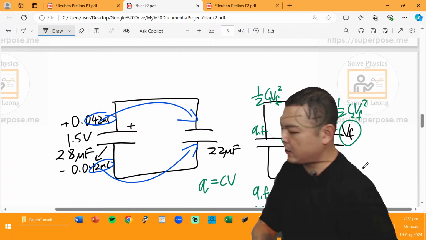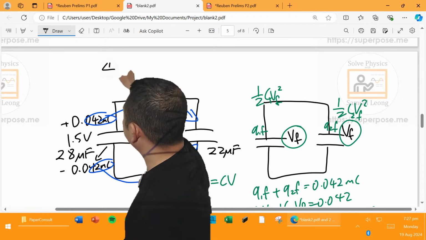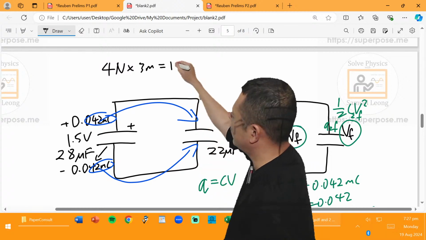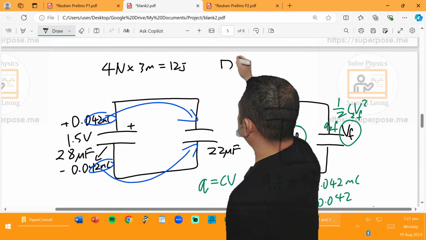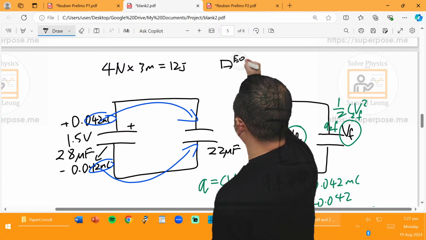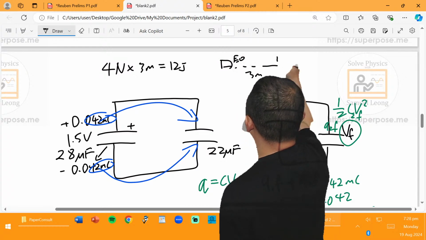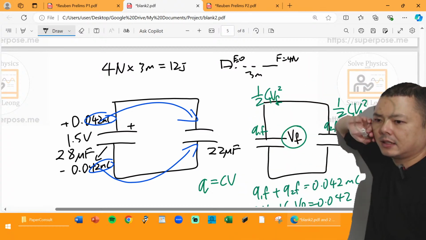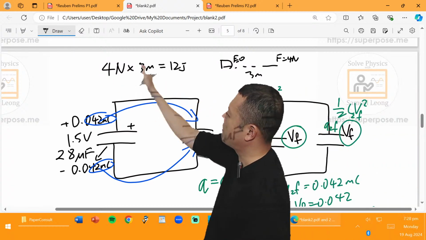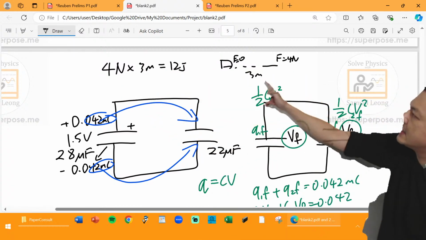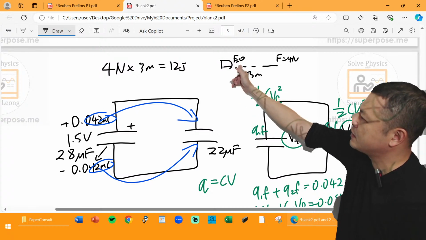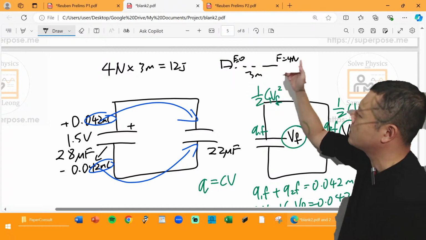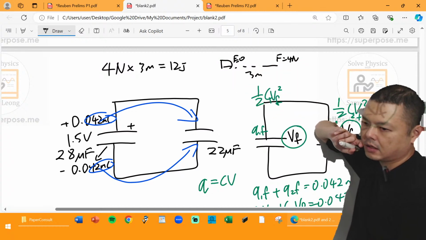Let's say I have a 4 newtons force times 3 meters. What's the work done? 12 joules, right? But let's say my force starts from 0. Then after 3 meters, the final force is 4 newtons. What's the work done? The constant 4 newtons applied for 3 meters is 12. What is this one here? I begin with 0 force, then I increase the force until it becomes 4 newtons, over a distance of 3 meters. What's the work done in this case? Would it be 12?